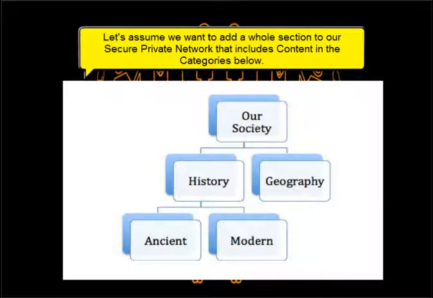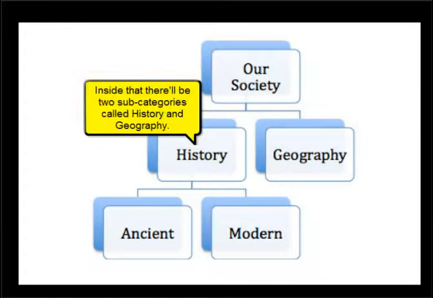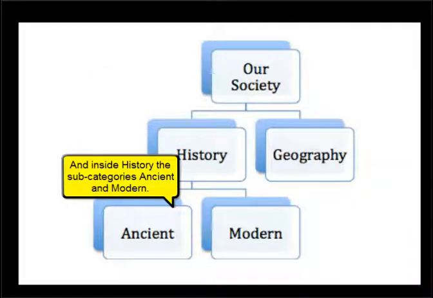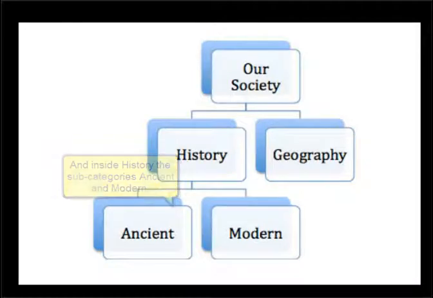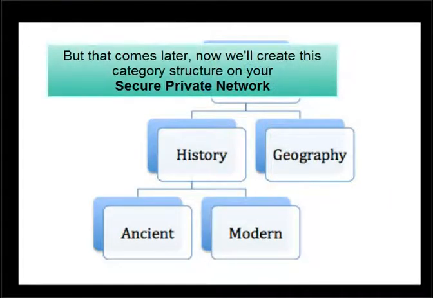Let's assume we want to add a whole section to our secure private network that includes content in these categories. There'll be a category called Our Society. Inside that, there'll be two subcategories, called History and Geography. And inside History, the categories Ancient and Modern. Articles can be stored in any of these categories, as we'll explain in Articles Part 2. But that comes later. Now we'll create this category structure on your secure private network.